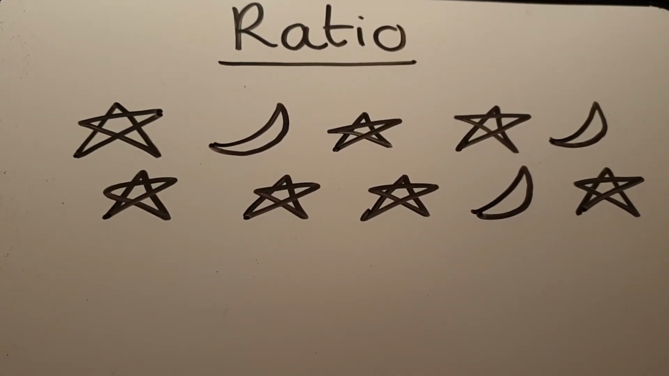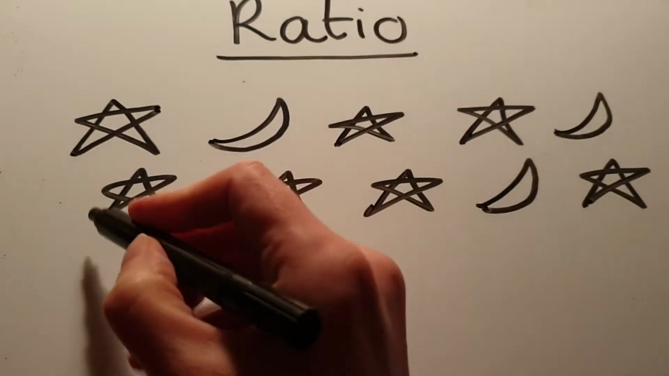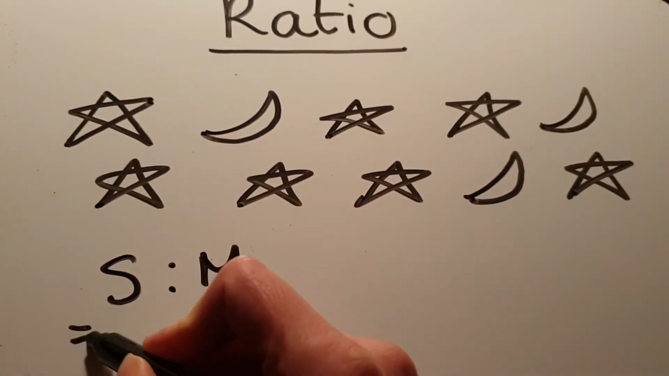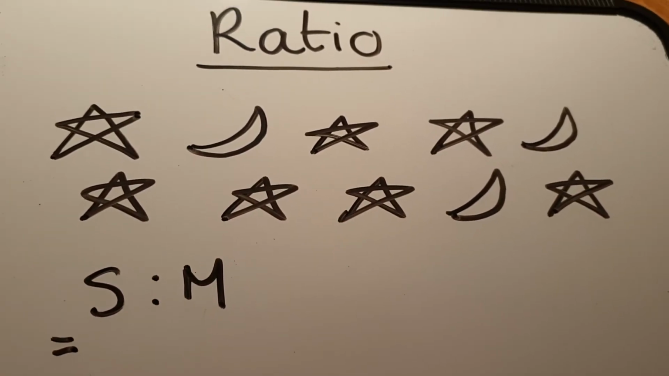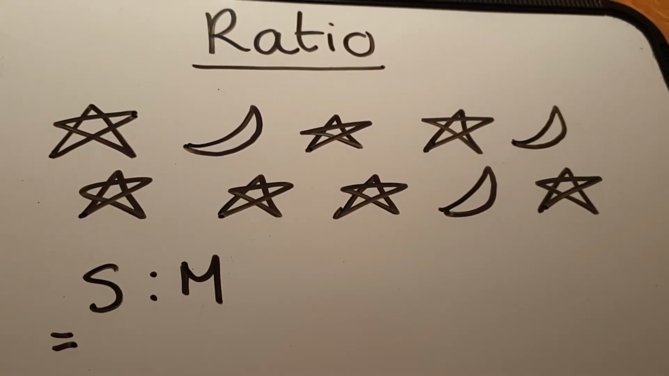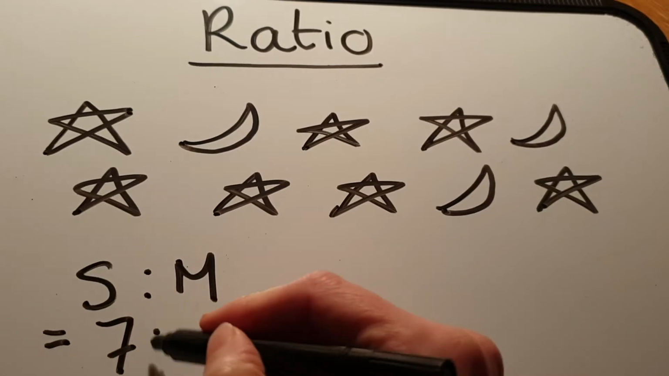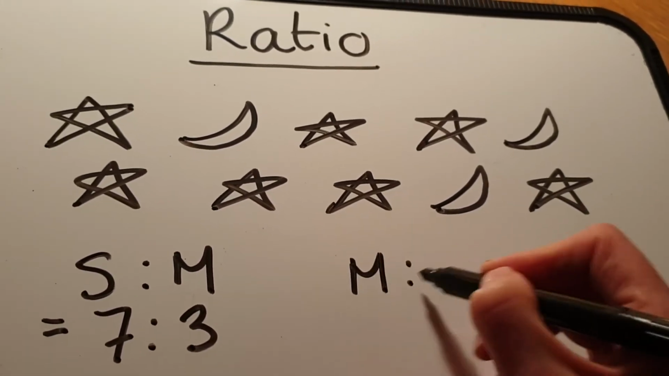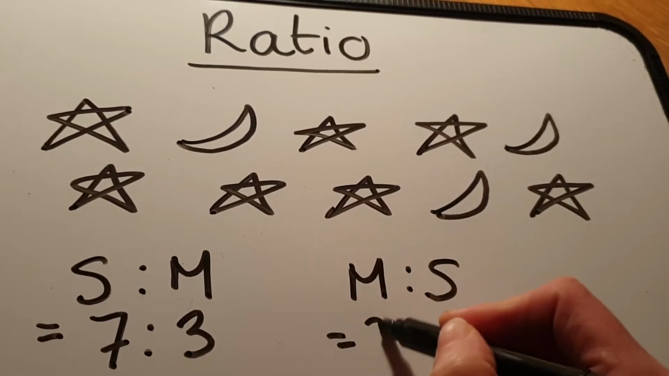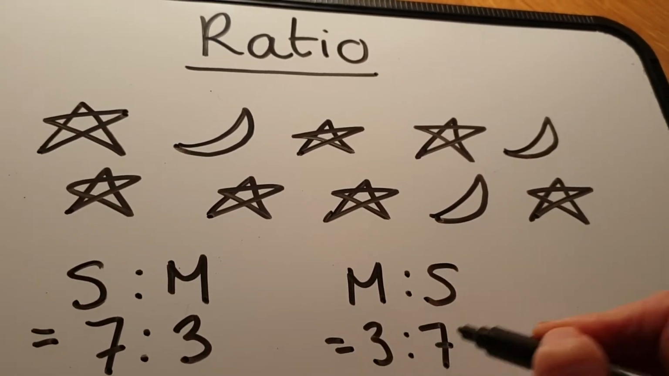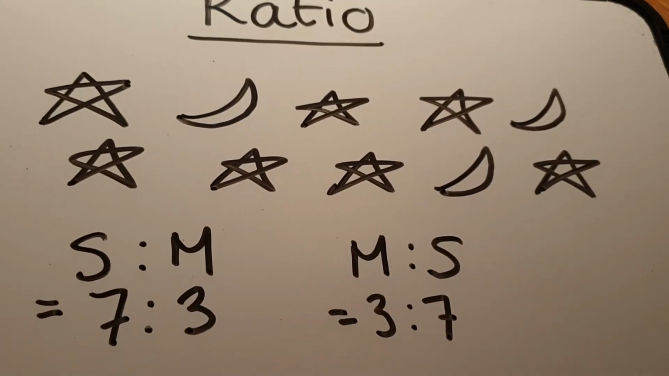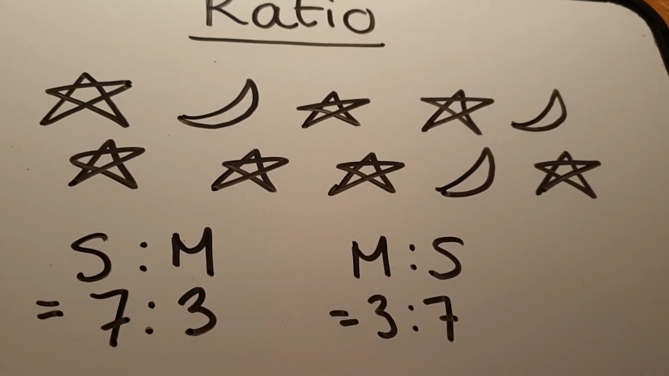This one, we're comparing stars and moons. So if I asked you for the ratio of stars to moons, you would say, how many stars are there? So 1, 2, 3, 4, 5, 6, 7. You would say 7 to 3, because there's 3 moons. And if you were asked the other way around, you would then say 3 to 7. So the ratio of stars to moons is 7 to 3, and moons to stars is 3 to 7.